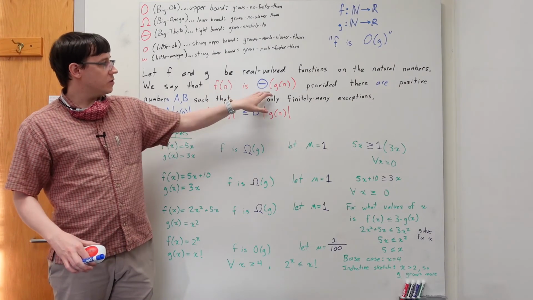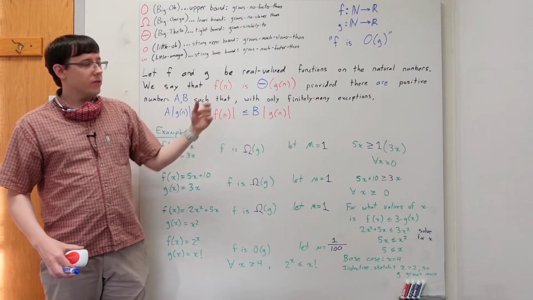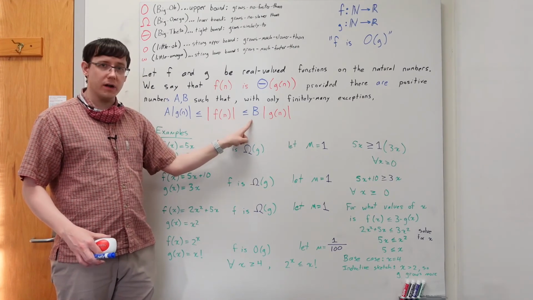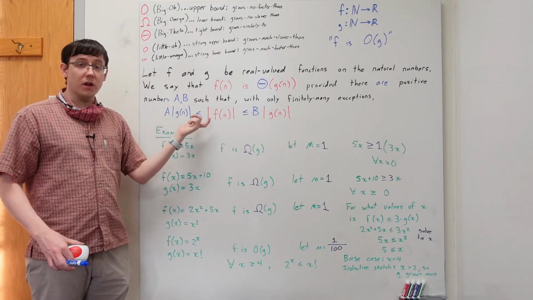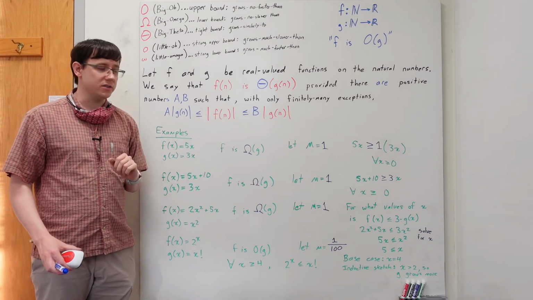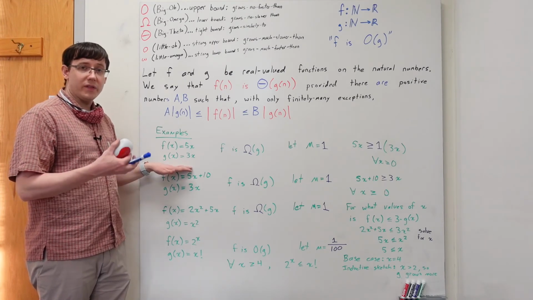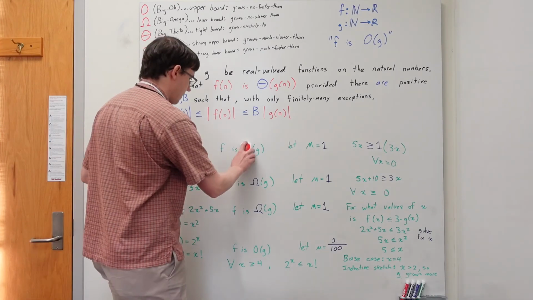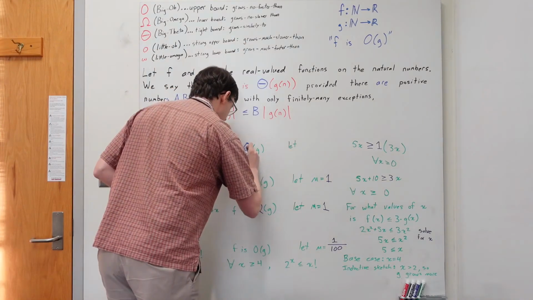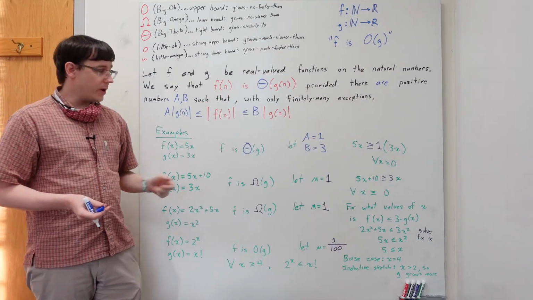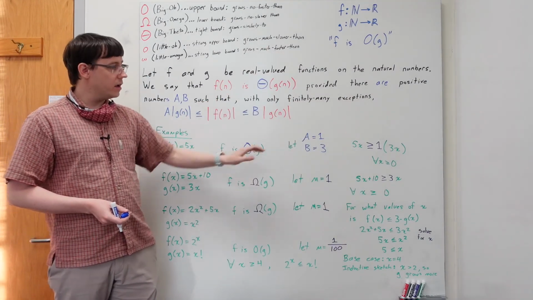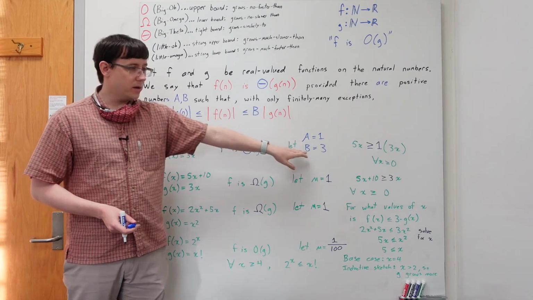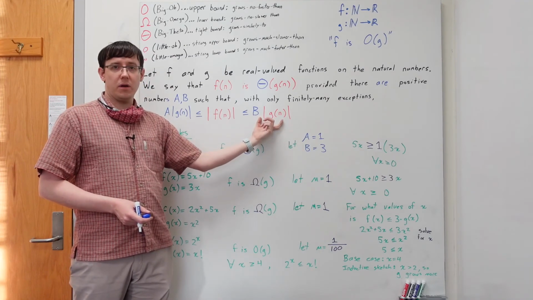So if f is big theta of g, then we are saying that we can use g as an upper bound on f with one constant, and we can use g as a lower bound on f with another constant. So here we had a lower bound when the constant was 1, and an upper bound when the constant was 3. And so we have that f is big theta of g with a equals 1 giving us a lower bound and b equals 3 giving us an upper bound.